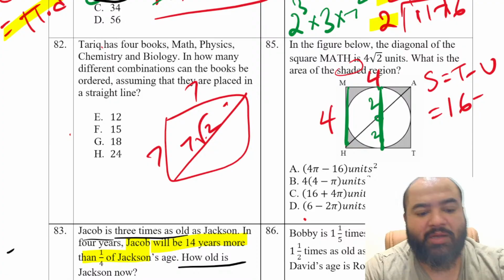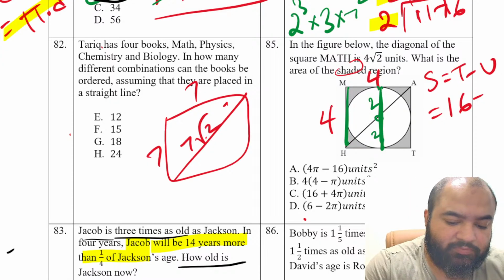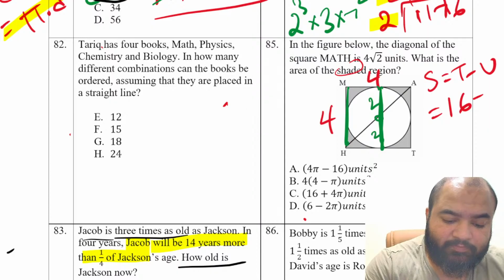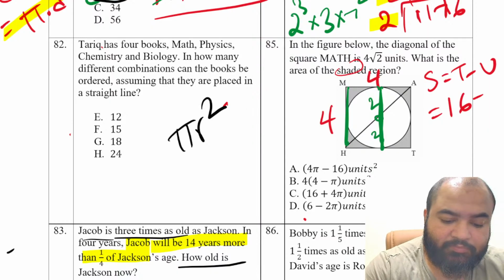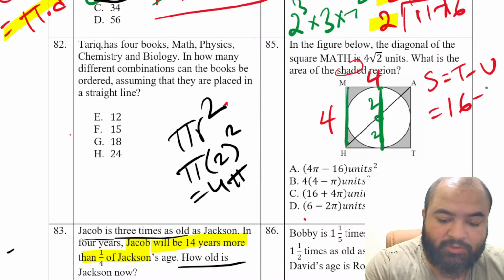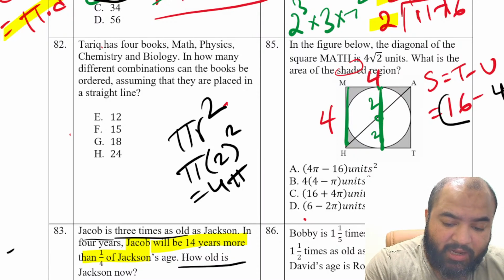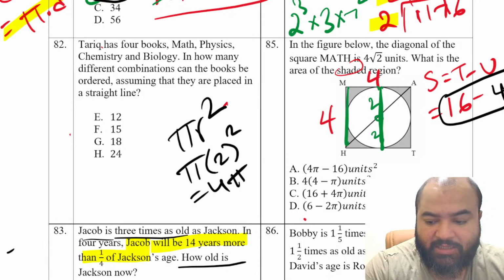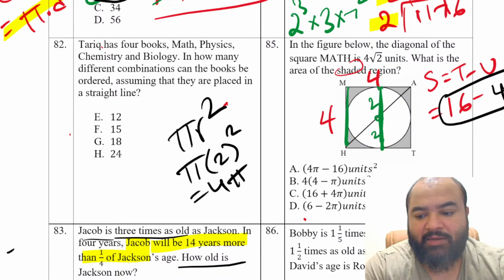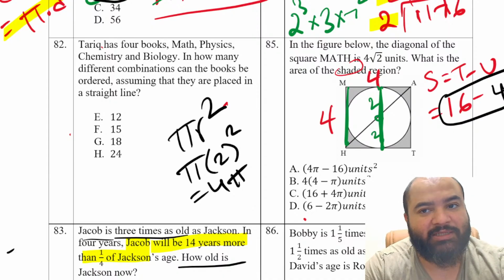Make sense? How do you find the area of a circle? Pi r squared. Pi times 2 squared is 4 pi. So minus 4 pi. Now, which one of the options looks the same as this? The first one is 4 pi minus 16, which is not the same thing as 16 minus 4 pi.